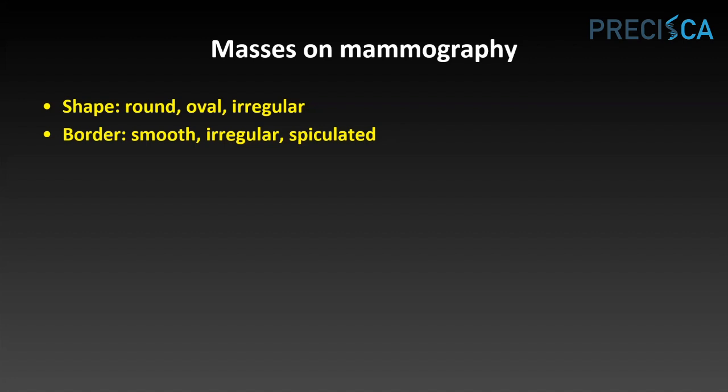And on mammography, what we talk about is the shape of the mass. Is it round, oval, or irregular? And whether the border is smooth, irregular, or spiculated. And each one of these characterizations has with it an association with the likelihood of being a malignancy.